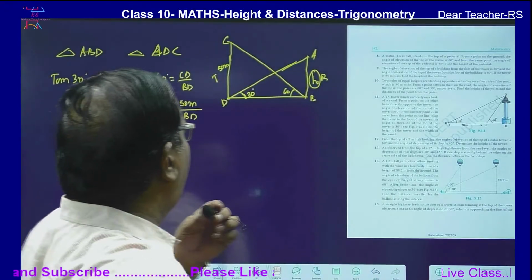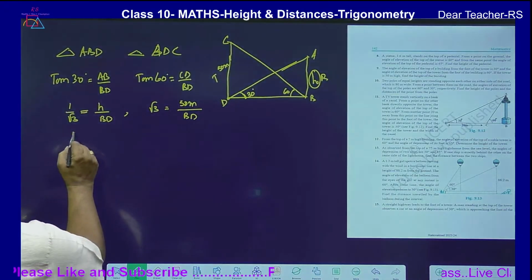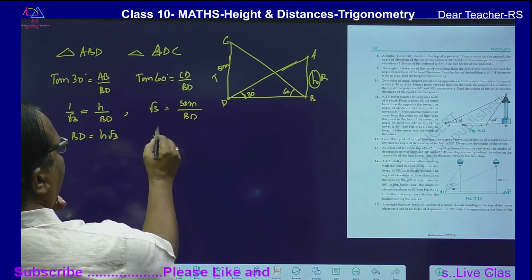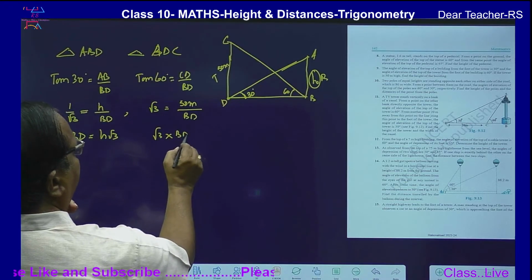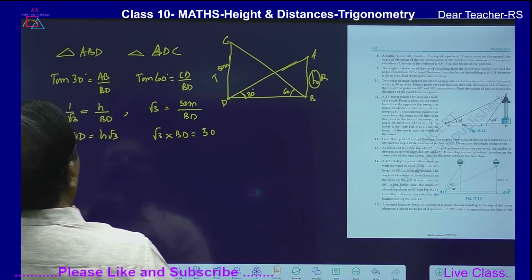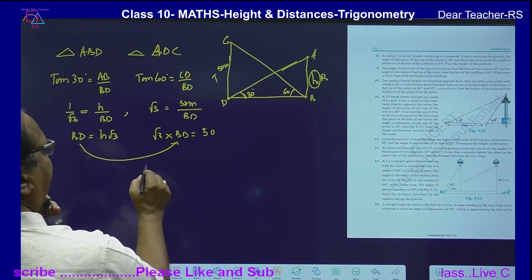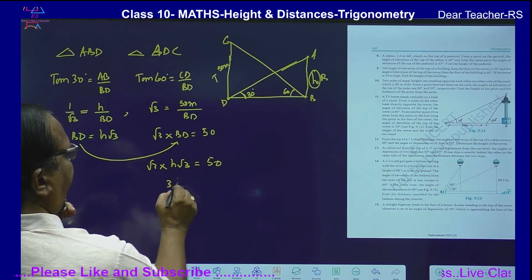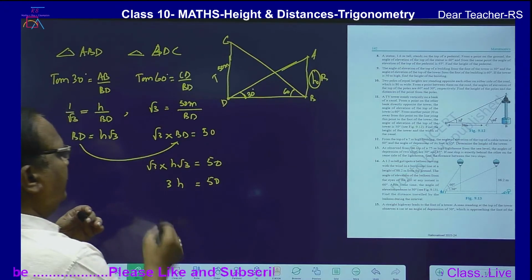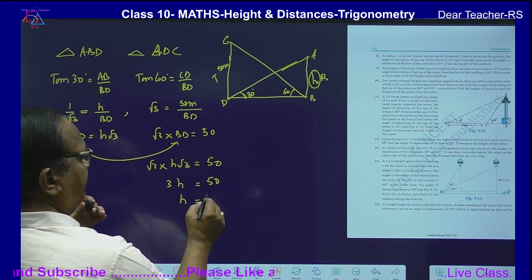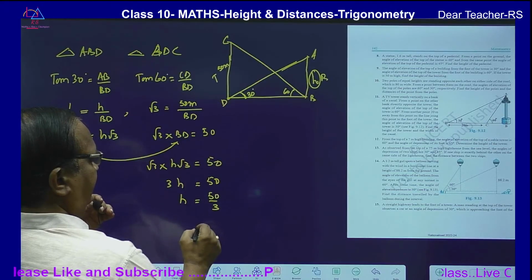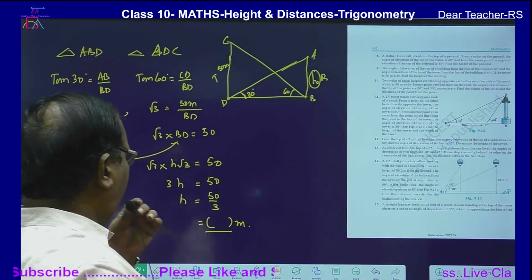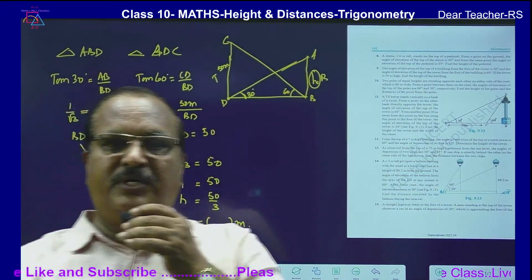So now BD is equal to H root 3. And here root 3 into BD is equal to 50. Now this BD value I will write here. So root 3 into H root 3 is equal to 50. So 3H is equal to 50, since root 3 into root 3 is 3, and H is equal to 50 upon 3. So this is the answer. Height of the building is 50 by 3. You can put it in decimal form.